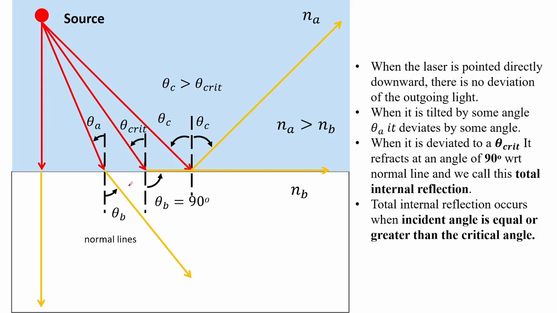When the laser is pointed directly downward, there is no deviation of the outgoing light. When it is tilted by some angle theta A, it deviates by some angle and we can use Snell's law to solve for the angle of deviation. When it is deviated to a theta critical, it refracts at an angle of 90 degrees with respect to the normal line and we call this total internal reflection. Total internal reflection occurs when the incident angle is equal or greater than the critical angle.